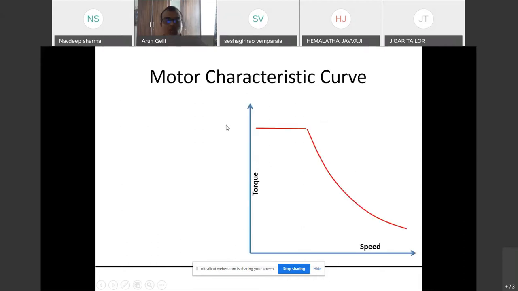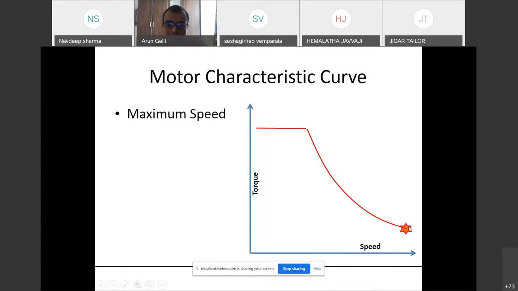So in general, this is how motor characteristic curves will look, the torque speed characteristics, and let us see the major critical points that are required when we size the machine for an electric vehicle. So these are the important points that we need to know.